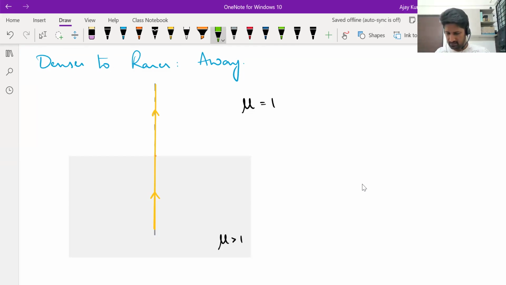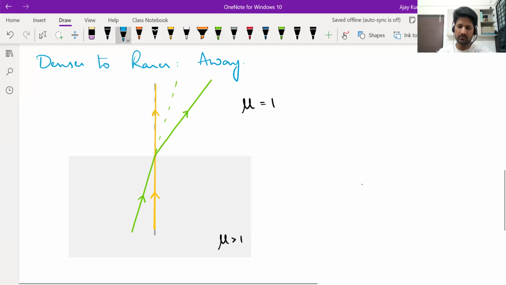Suppose another ray is incident like this. What should happen to this ray? It is originally passing in this direction. What should happen to this ray? Sir, it should go away from the normal. It should bend away from the normal. So depending on the refractive index, let's assume it bends like this. Let us go on increasing the angle of incidence.